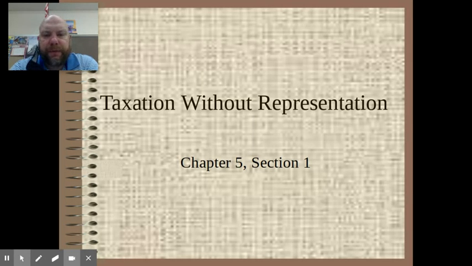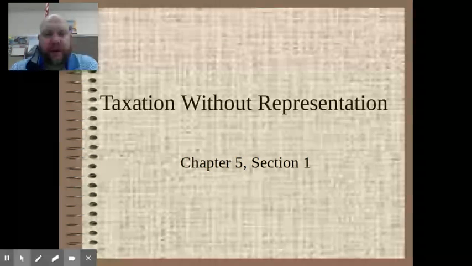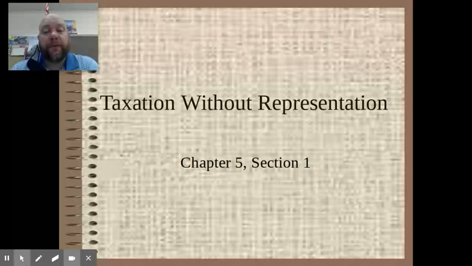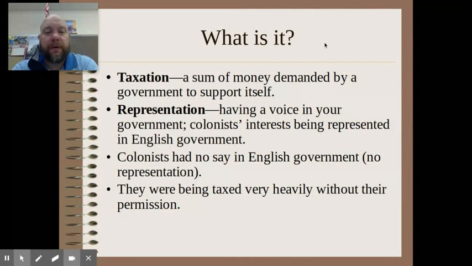Otherwise, I'm going to try to keep this pretty brief today, between 10 and 15 minutes instead of over 20. But we're getting to the part of American history that is actually the breakup between the colonies and England that's going to lead to the American Revolutionary War, which is going to lead to the Declaration of Independence, which is going to lead to the Constitution, which is going to lead to the United States of America. Sorry for the spoilers, but here we go.